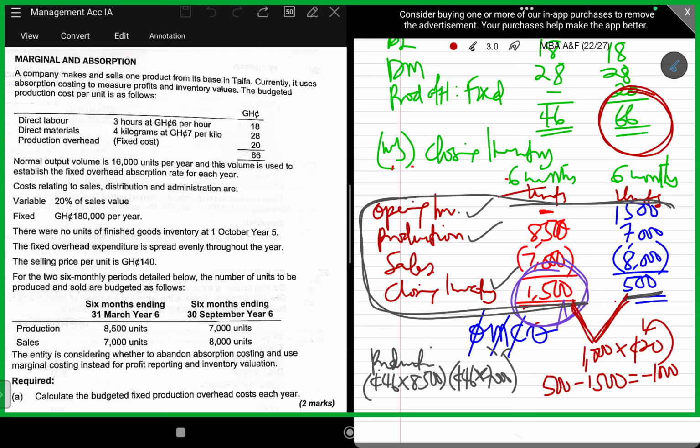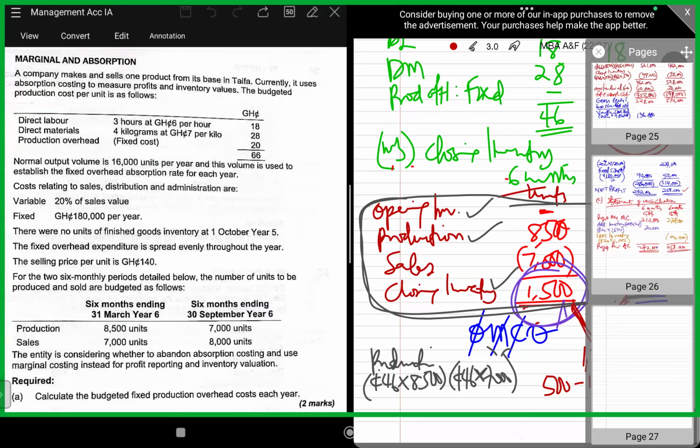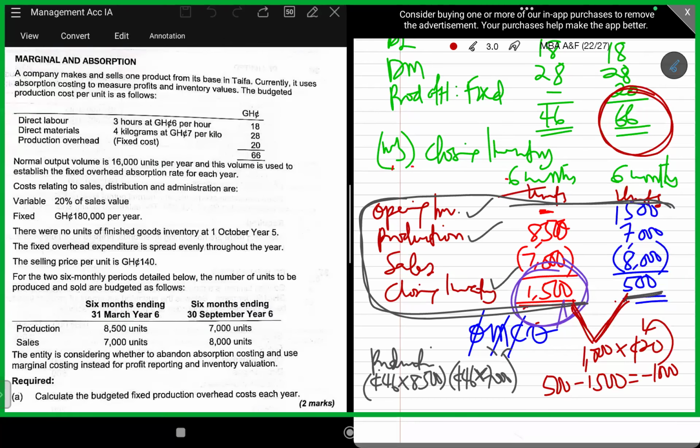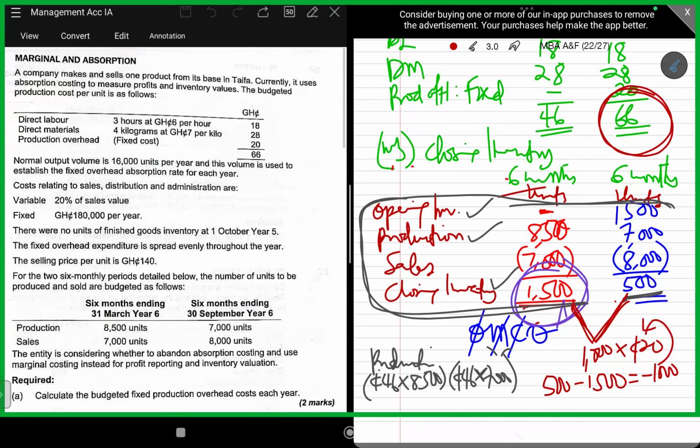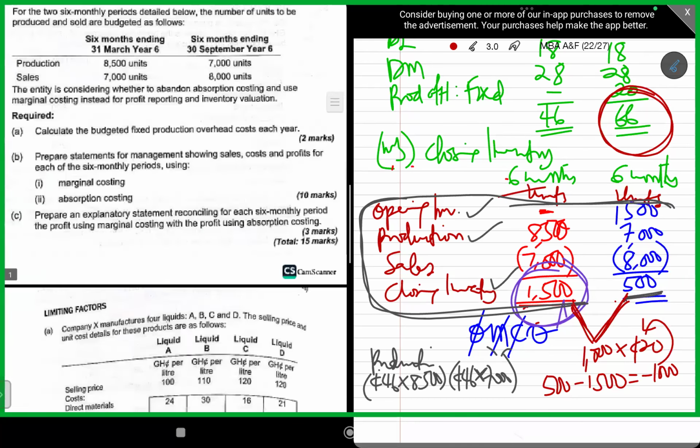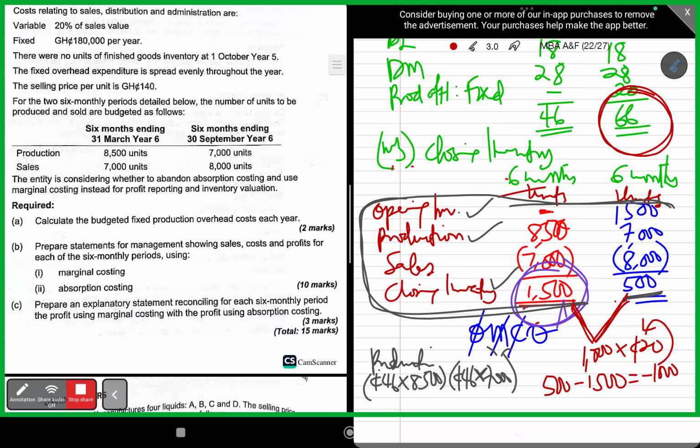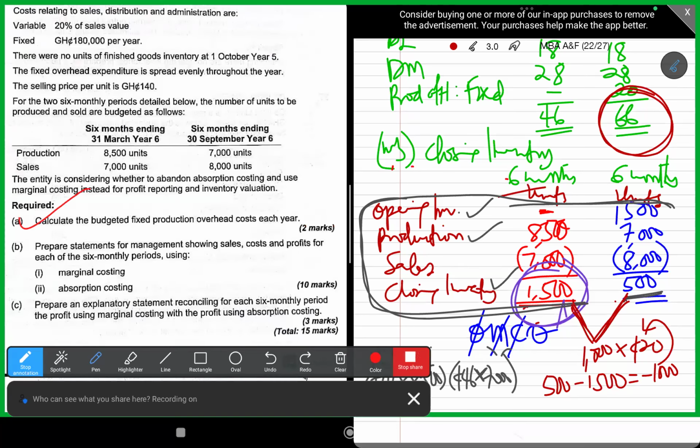I have to know that I have to go and check the computation of the figures. Okay, I hope you get it. So that brings us to the end of our class on marginal and absorption costing. We have solved the A, BI, BII, and the C. We finished solving all of them.